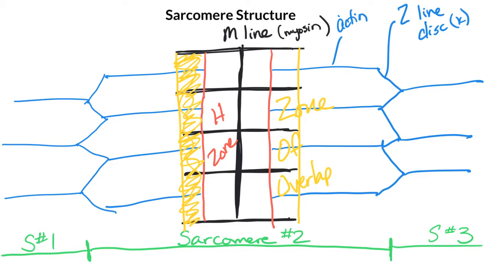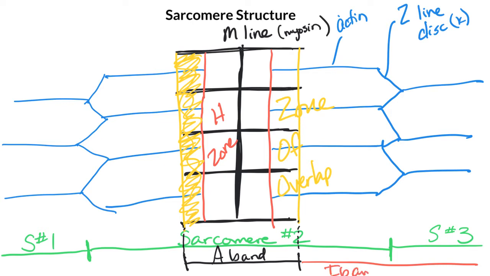Now there's some other terms associated. They're called bands. And when we look at the bands, the A band goes from end of myosin to the other end of myosin. So notice it composes the H zone and the overlap, where the I bands, this is going to be only actin. So this also is an I band.